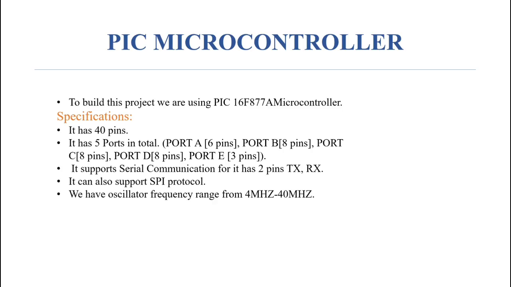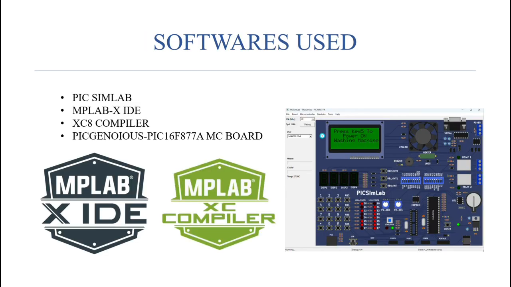It supports serial communication, for which it has 2 pins, transmitter and receiver. Serial communication means it gives data bit by bit. It can also support SPI protocols. We have an oscillator frequency range from 4 MHz to 40 MHz.